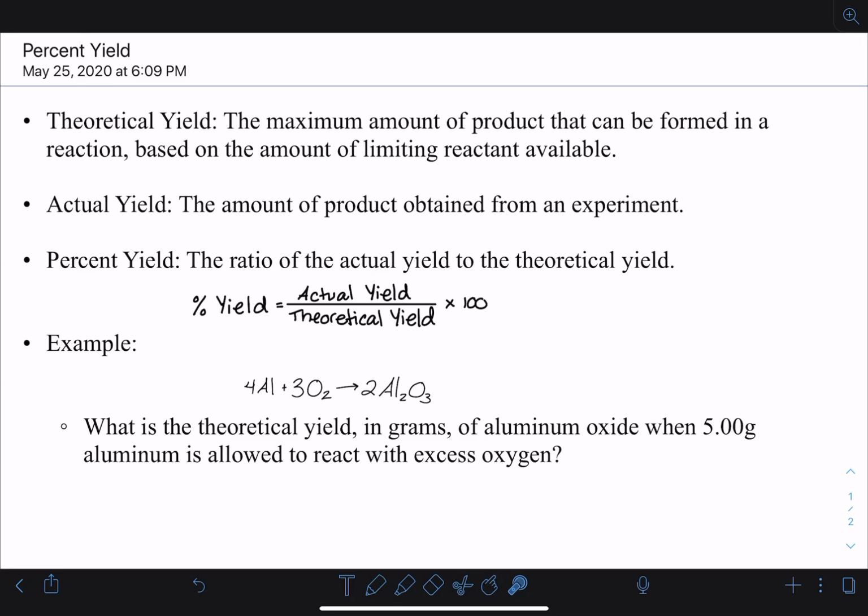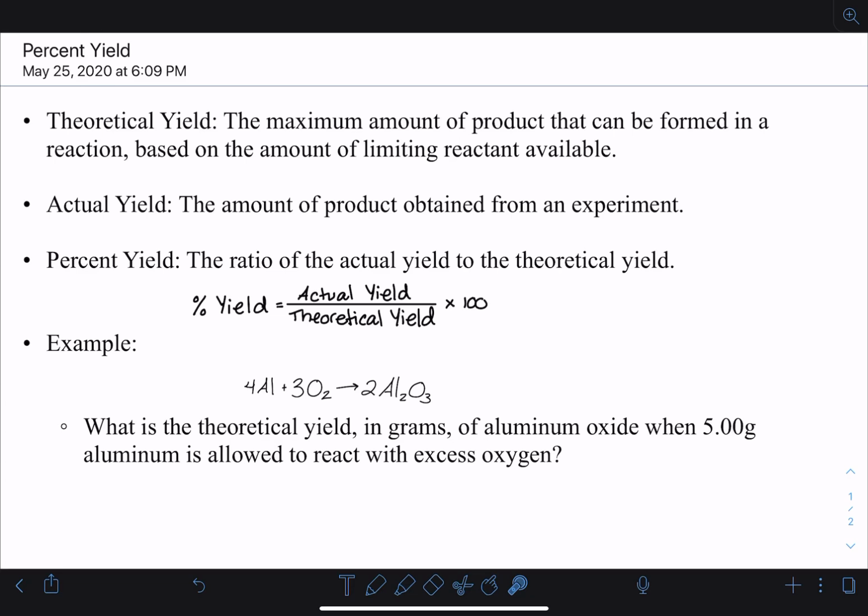Now, in the real world, things aren't perfect. So we also have what we call the actual yield, which is the amount of product that you actually get from doing an experiment. There are a number of reasons why the actual yield and the theoretical yield might be different. It could be that you as an experimenter made some mistake. Perhaps you didn't transfer your product completely to a different container. Perhaps you spilled somewhere along the line. Maybe you didn't completely mix your reactants.